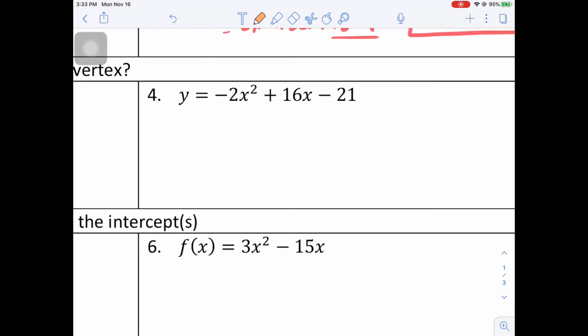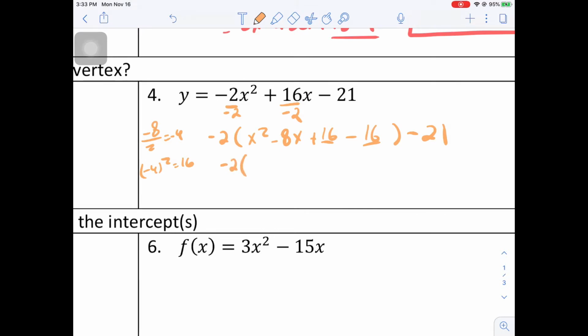Now we need to complete the square when a is a number instead of just 1, right? So here we're going to take the negative 2 out of the first two terms. So now we have negative 2, x squared minus 8x plus blank minus blank. The negative 21 stays outside the parentheses. So then we go negative 8, cut it in half is negative 4. Negative 4 squared is 16, so we're filling in 16s. So now we have negative 2, x minus 4 squared, and then that minus 16 gets dropped down as well, minus 21.